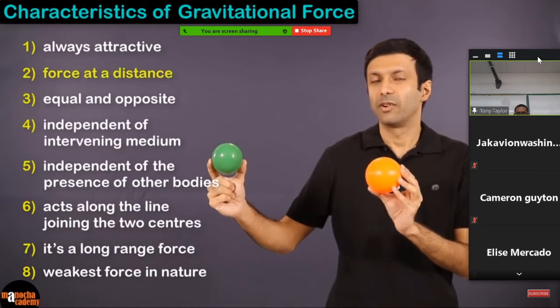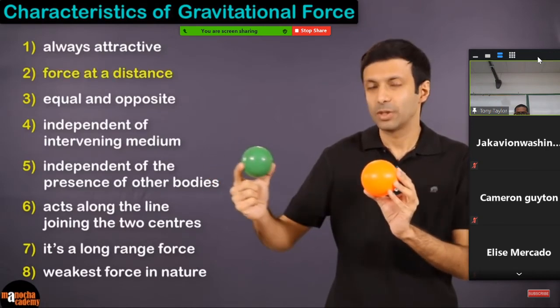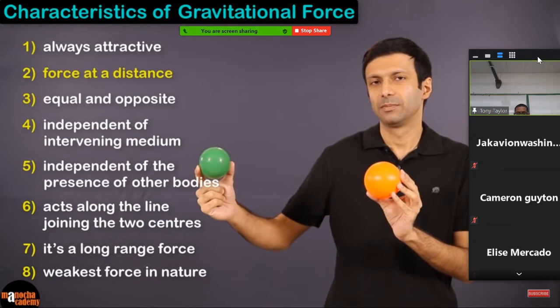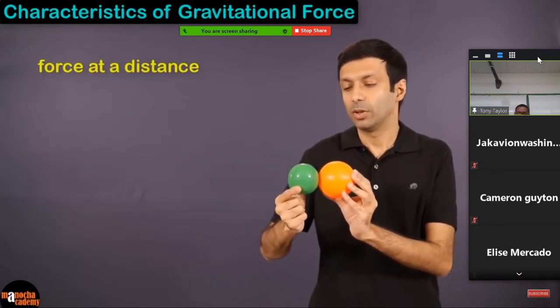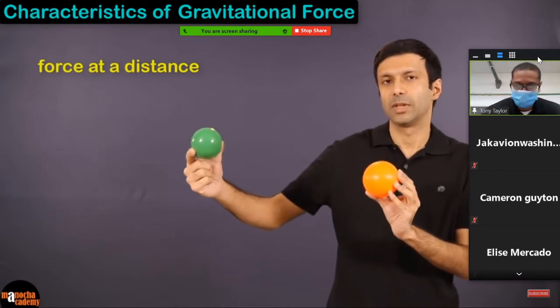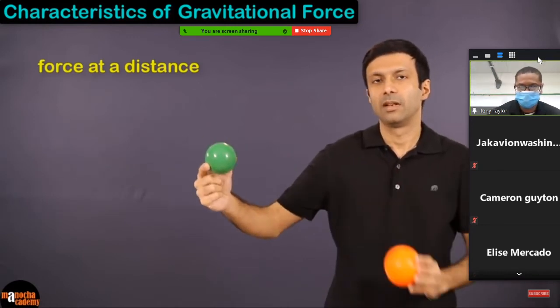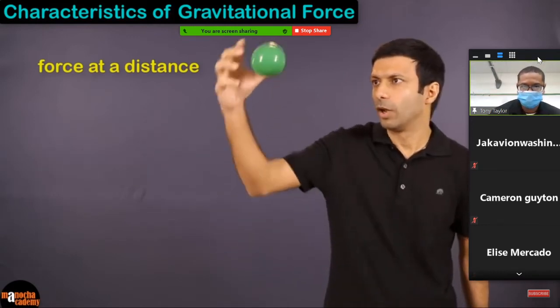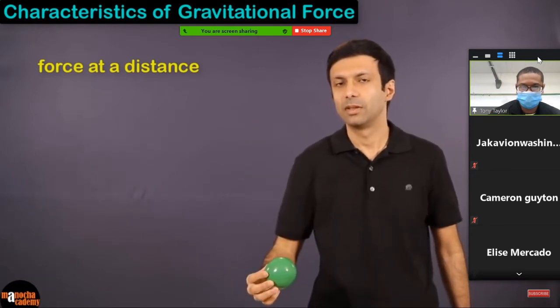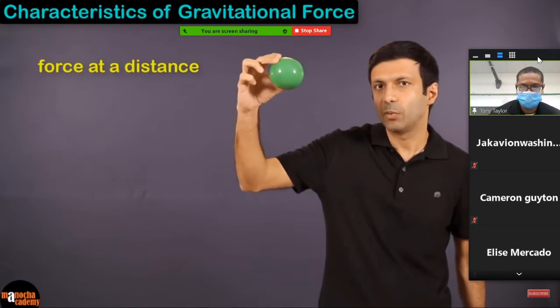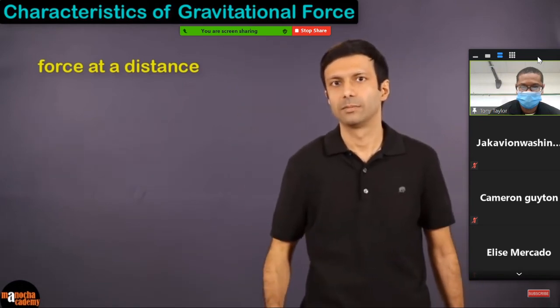2. Gravitational force is force at a distance. So there's no need of any contact. We know that the earth is far away from the sun. Similarly, when you drop a ball, the earth pulls it down with the gravitational force, but there's no contact between the ball and the earth.